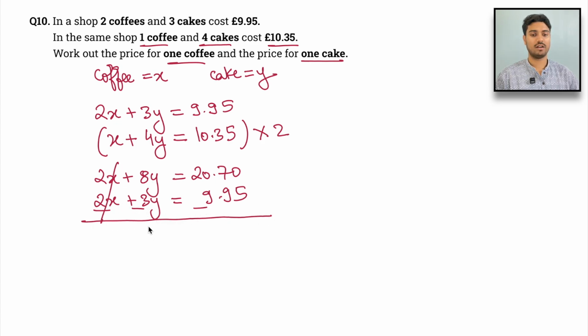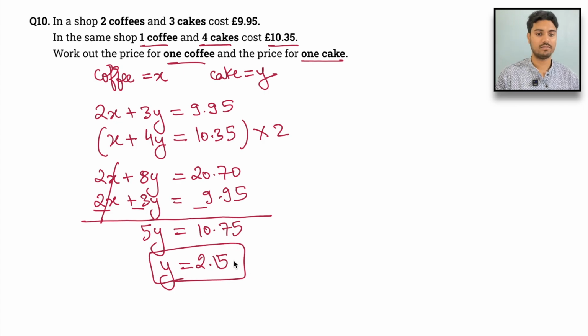8y minus 3y is 5y, which equals 20.7 minus 9.95, which is 10.75. So y will equal 10.75 divided by 5, which is 2.15. So the value of y is 2.15, and let's find the value of x.